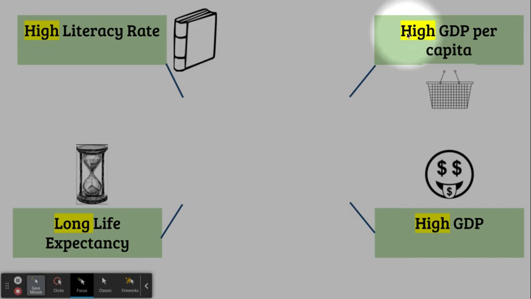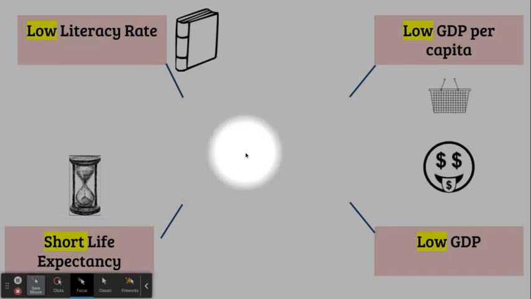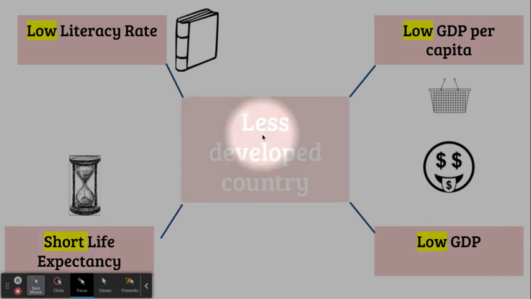If countries' people make a lot of money per year, they have high GDP per capita, high GDP, and long life expectancy. This is how we know that this is a more developed country. And the opposite, if we look up these numbers and we see that the literacy rate is low, the GDP per capita is low, the GDP is low, and people in that country are dying at a younger age, then we know that this is a less developed country.